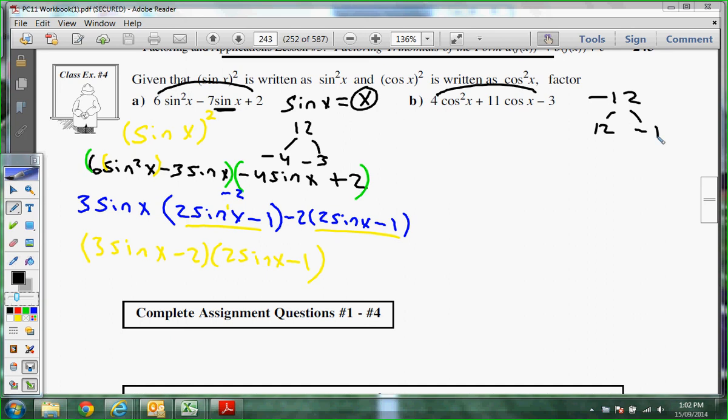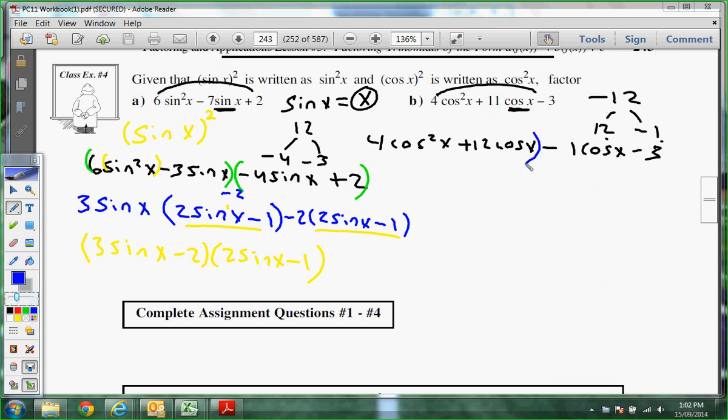Again, what's my middle? It's cosine x. So these have a cosine x on them. So I'm going to go 4 cosine squared x plus 12 cosine x, sorry, minus 1 cosine x minus 3. I don't have to write a 1, but I will just so that you see it.